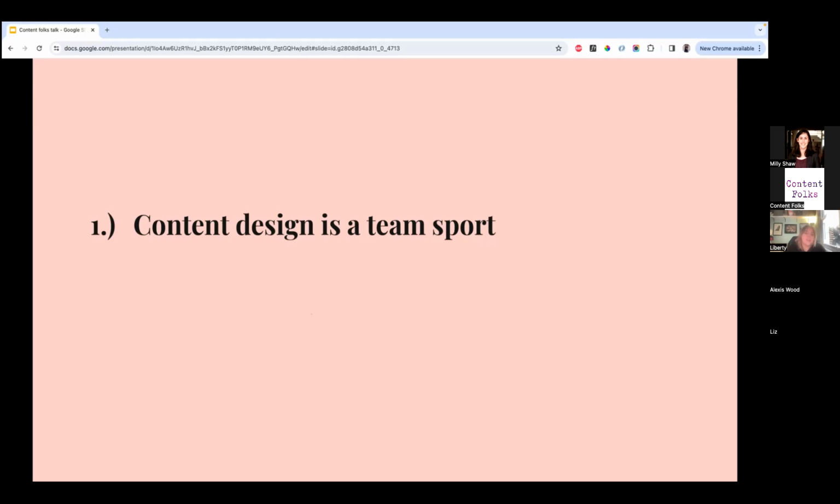That's not always the case. There are other people that we work with: subject matter experts, service designers, interaction designers, user researchers, business analysts, client stakeholders, all of those types of people. And that means that creating good content, designing good content, has to be a team sport.